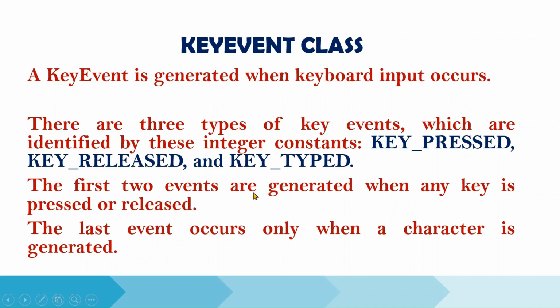Now the first two events are generated when any key is pressed or released. So this is key pressed and released. When the key is pressed, you get the key pressed event. Whenever you release the key, then key released will occur. The last event occurs only when a character is generated. So when you start typing some character, the key typed event is generated.